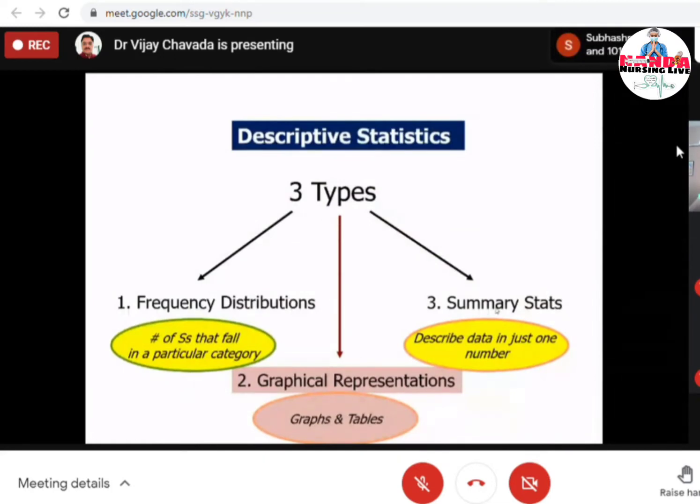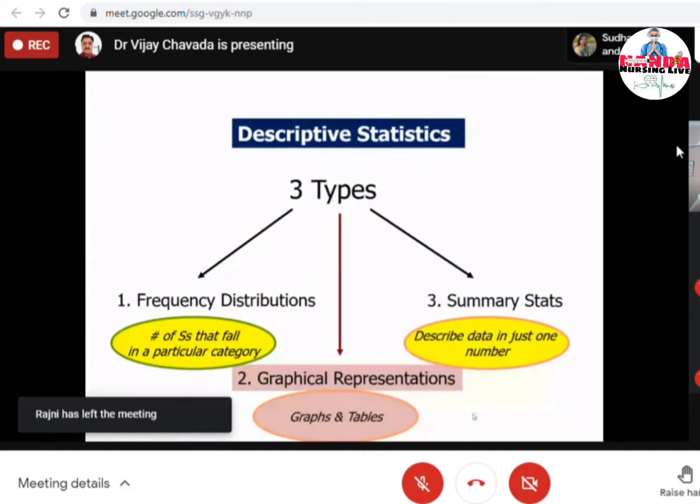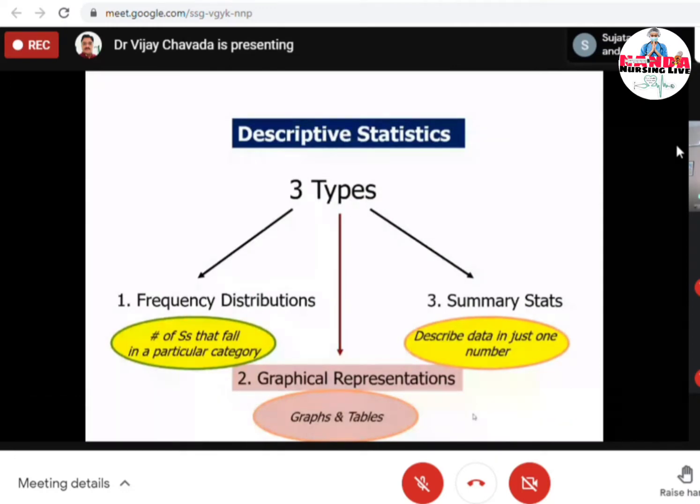By and large, descriptive statistics is of three types. First is frequency distribution, where subjects fall in a particular category. Second is graphical presentation in various forms: graphs, diagrams, box plots, etc. Third is summary statistics, where you describe the data in just one number or a few numbers.